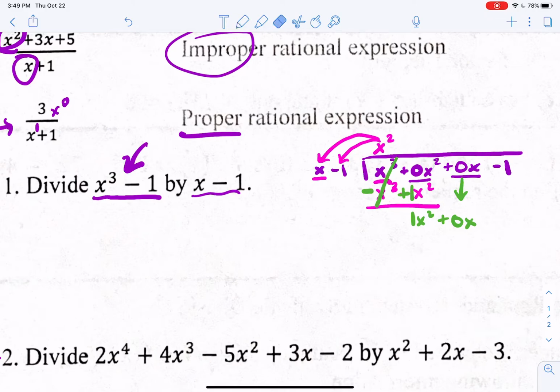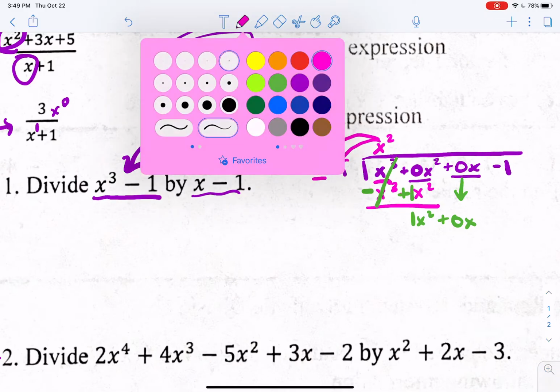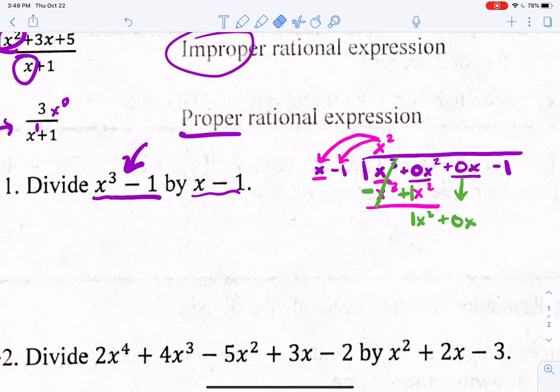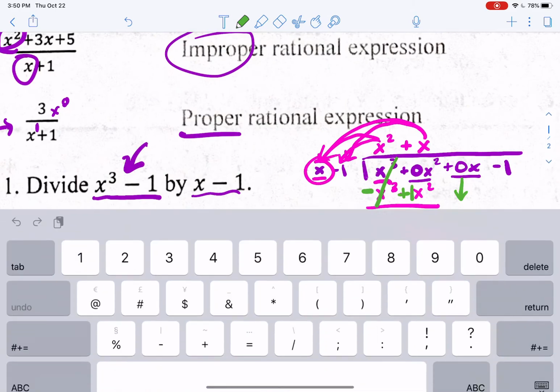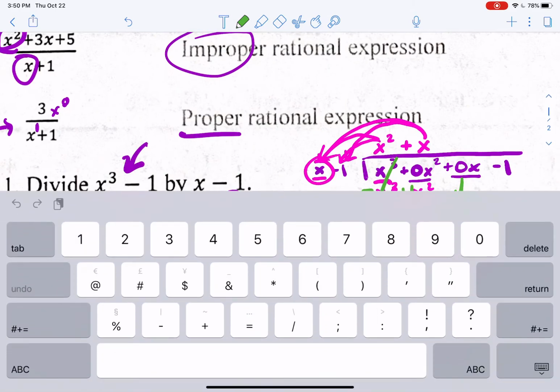Now I repeat the process all over again. I'm going to start by saying, what do I have to multiply by x to get x squared? And that is a positive x. x times x is x squared, and then I take x times -1, which is negative x. Then I still have to flip the sign, so minus.